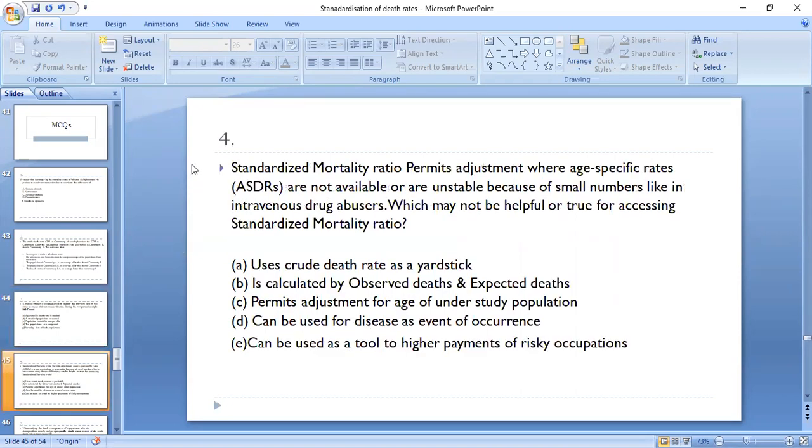The fourth MCQ is: standardized mortality ratio permits adjustment where age-specific rates are not available or are unstable because of small numbers, like in intravenous drug abusers. Which may not be true for the standardized mortality ratio: that it uses the crude death rate as a yardstick, that it is calculated by observed deaths and expected deaths, that it permits adjustment for age of the population under study, that it can be used for disease as an event of occurrence, or that it can be used as a tool to assess payments for risky populations? A is the correct answer, because in the standardized mortality ratio we don't use a crude death rate.